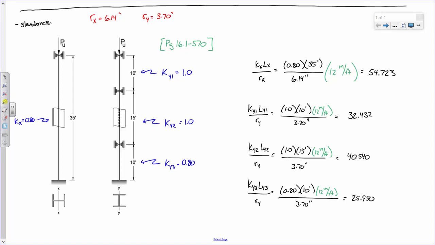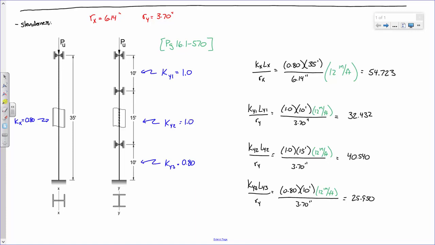Now, let's go back in hindsight. Did we really need to do 1 and 3? Think about it. This one not only had the longest segment, but it also had the largest K value. So is it any big surprise that segment number 2 had the biggest KL over R when you compare it to 1 and 3? Really no point, right? You could have just looked at it and said, well, I'll just do 2. But now you see that since we've done it.